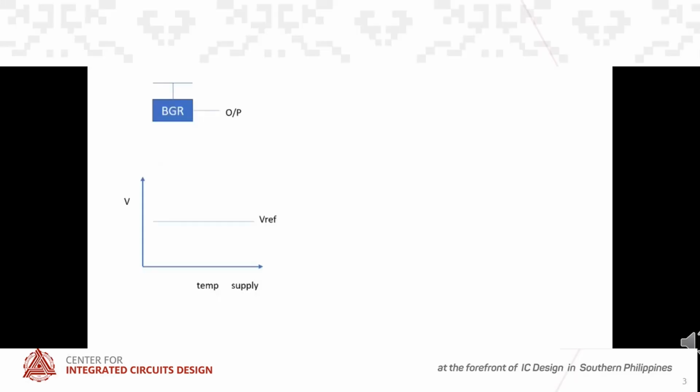So, bandgap voltage reference is mostly used in any analog IC circuit. I have here some simple block diagram sa bandgap reference. The bandgap reference has this output nga fixed voltage with the changing of temperature and supply. So kung i-change nimo ang temperature, fixed gyapon na tong voltahe. Kung i-change nimo ang supply, fixed gyapon na tong voltahe.